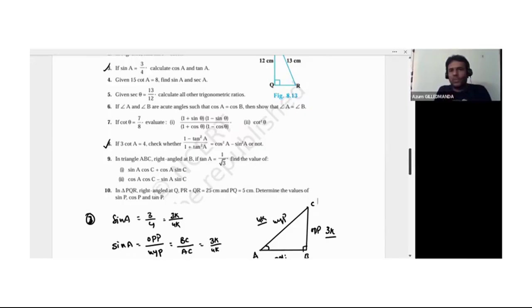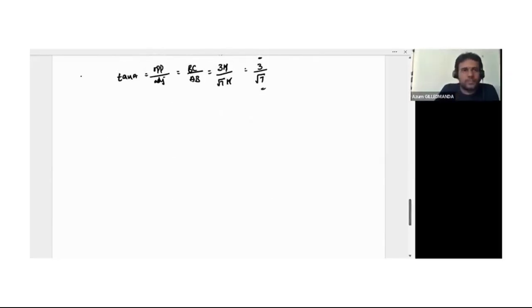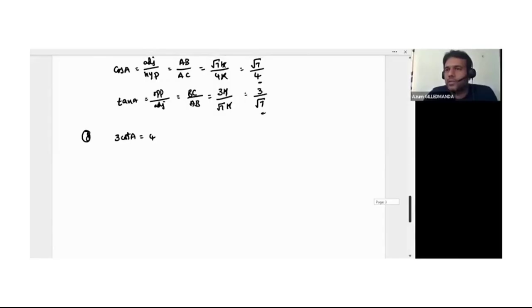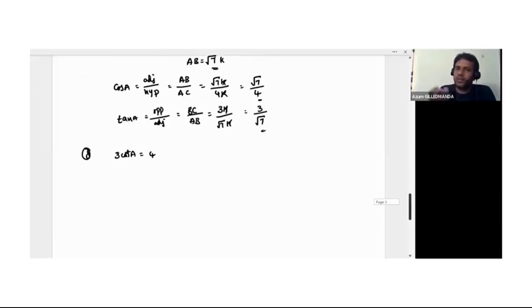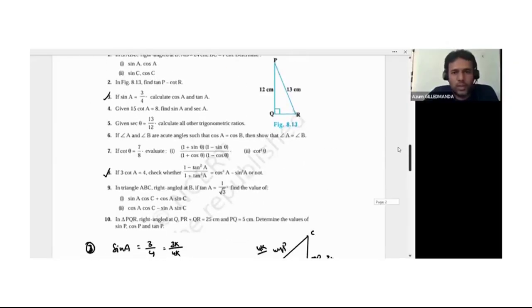First, from cot A, let's find the other required trigonometric ratios. So if 3 cot A equal to 4, let's do the eighth problem then. This is how you will get it in the board exams. They don't directly give a triangle, give two sides and ask you to find the third side. It won't be that simple, right? So you need to learn the concepts and apply them. So 3 cot A is 4, then you need to prove that. So first I will find sine, cos and tan.